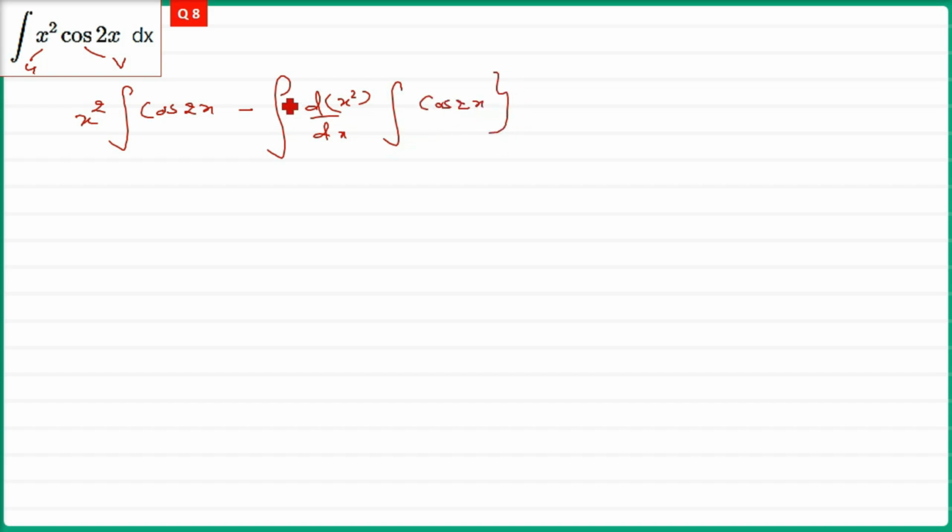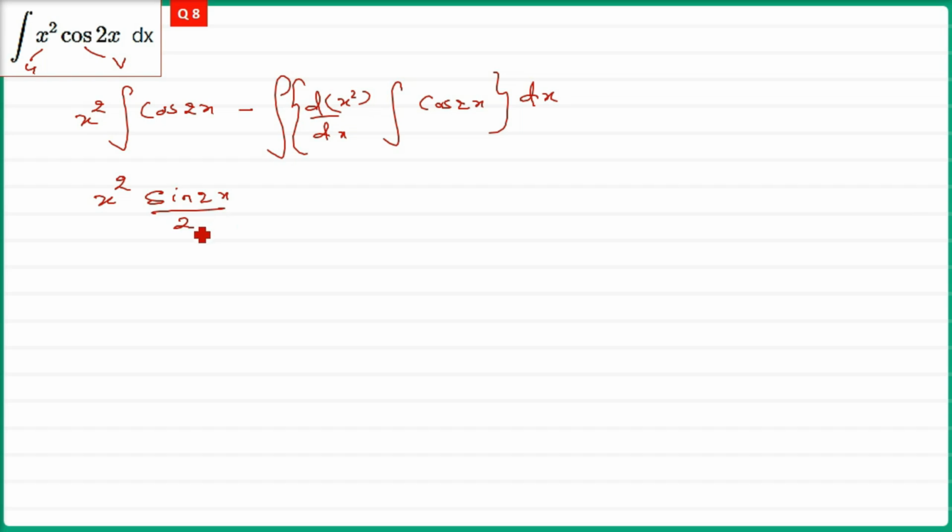X square we will take as the first function, cos 2x as the second function. X square, integration of cos 2x, that's the formula I am employing, minus integration of d by dx of x square, which is our algebraic expression, then the integration of cos 2x, and these two will be multiplied, and finally integrated. So here x square cos 2x has a direct integration, which is sin 2x, and you have to differentiate 2x, which is 2, and you have to divide by it.